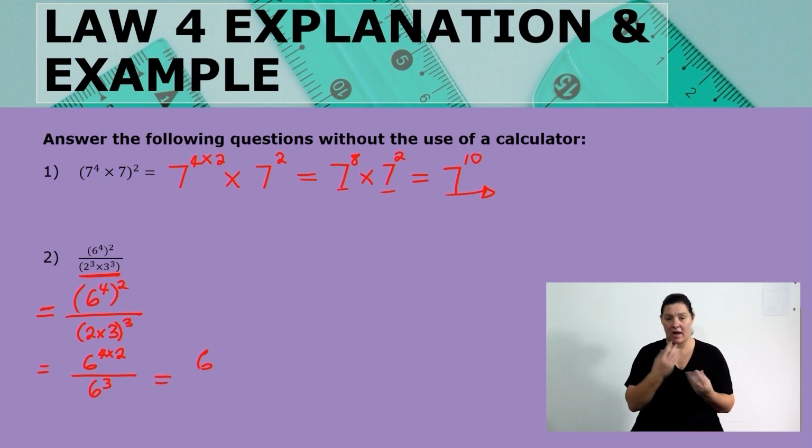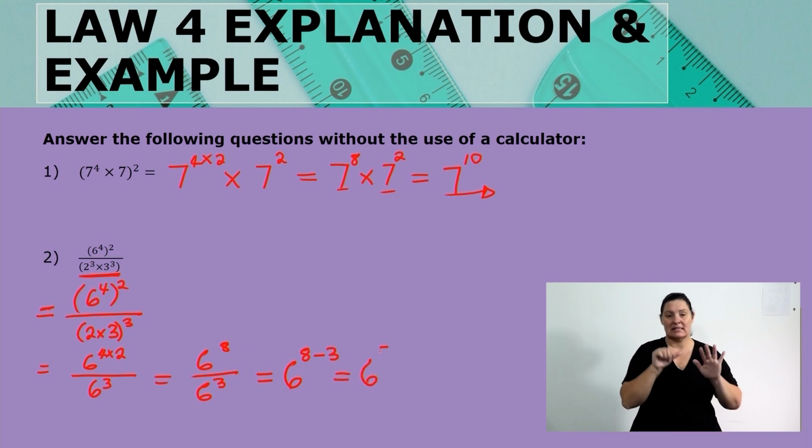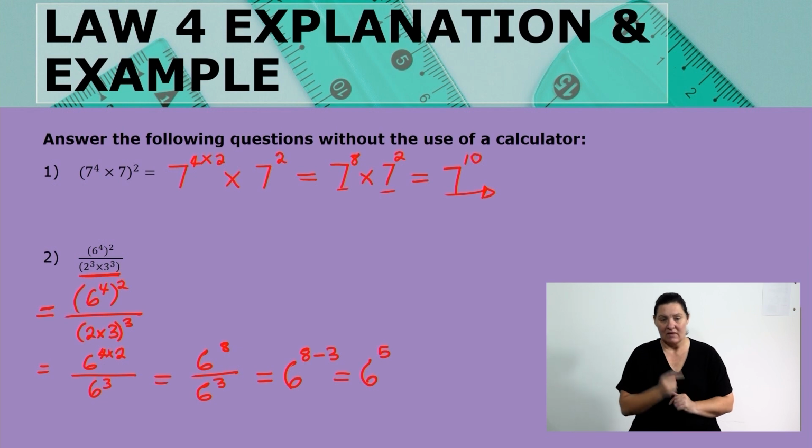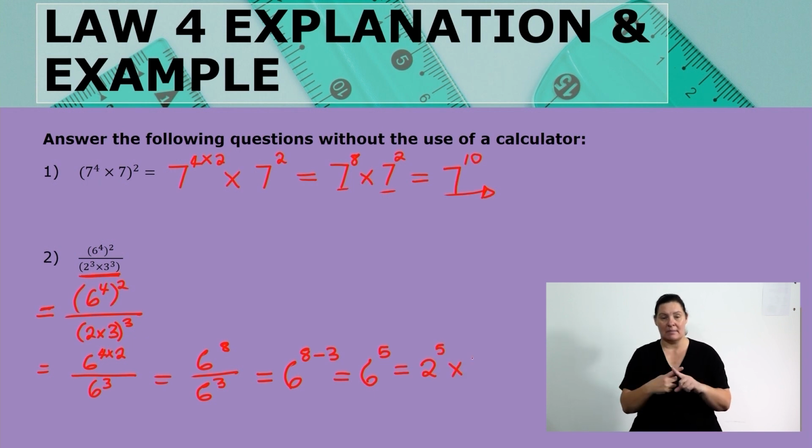Now I have 6 to the exponent 8 divided by 6 to the exponent 3, and when again we apply our exponential laws, that is going to be 6 to the exponent 8 minus 3, and that gives us 6 to the exponent 5 as our answer. If we want to break it down even further, we can say that is 2 to the exponent 5 multiplied by 3 to the exponent 5.